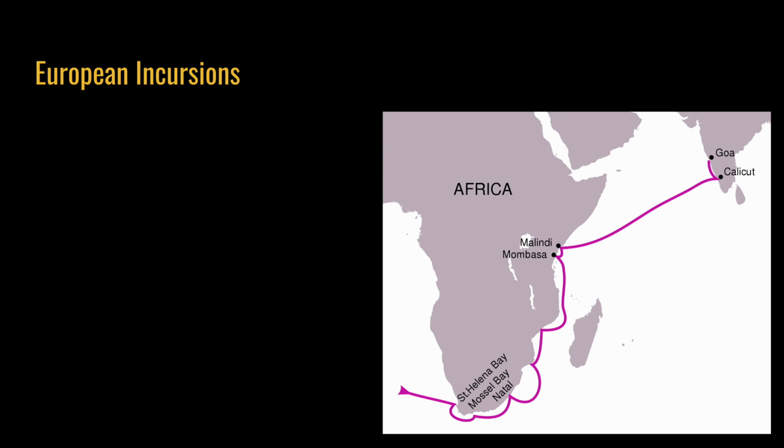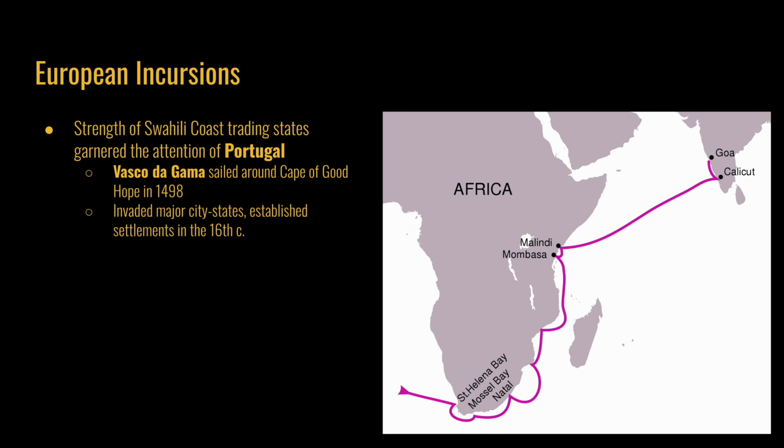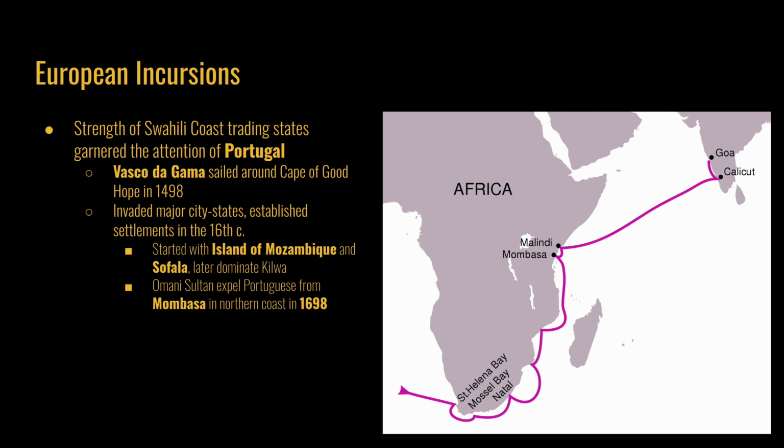European incursions into Africa began with Portugal, the first European power to explore the Swahili coast. Portugal was interested in bypassing overland trade routes to reach the spice and other Asian goods. Vasco da Gama sailed around the Cape of Good Hope in 1498. Then the Portuguese invaded major cities along the coast and established settlements, starting with the islands of Mozambique and Sofala, and later dominating Kilwa. However, the Omani Sultanate from the Arabian Peninsula expelled the Portuguese from Mombasa on the northern coast in 1698.